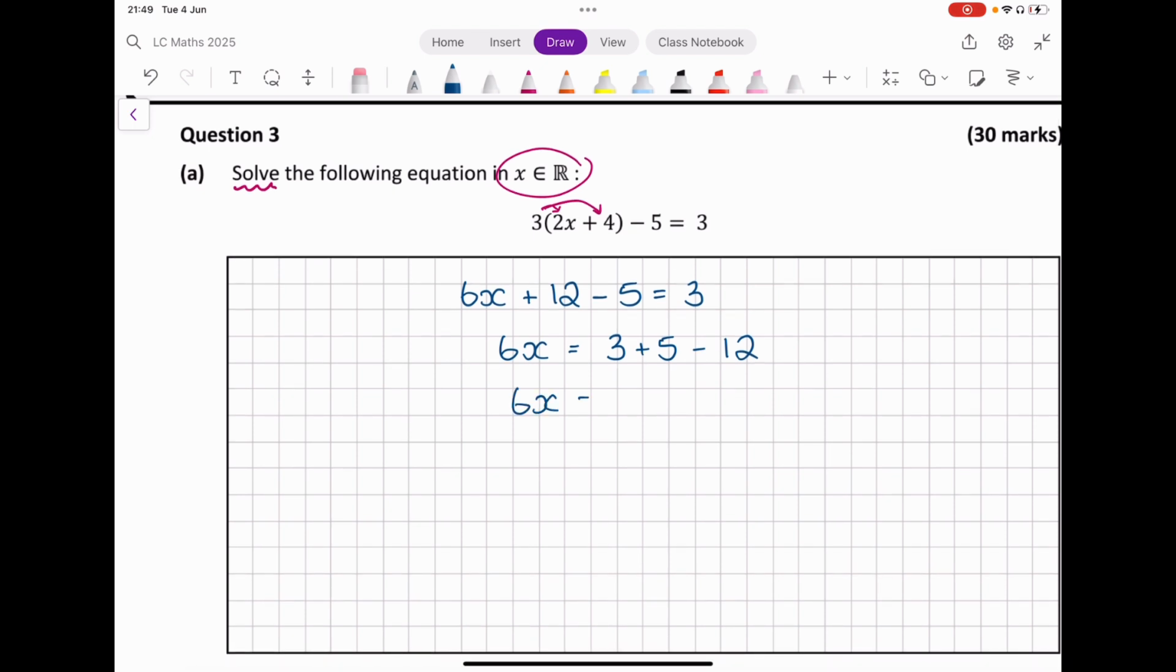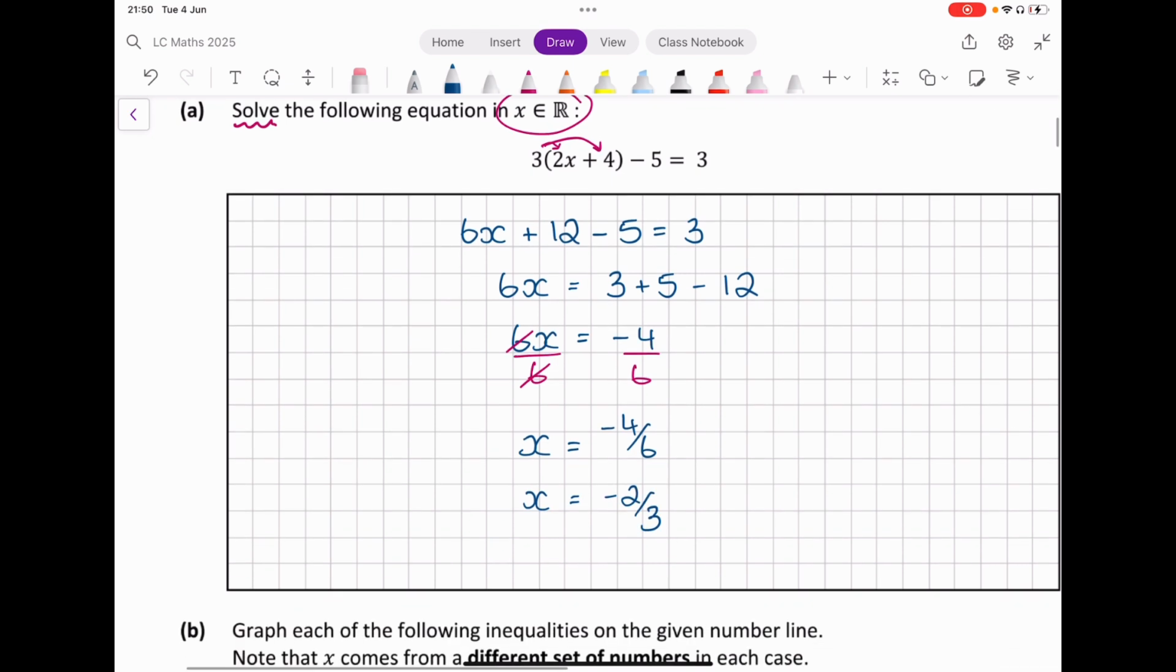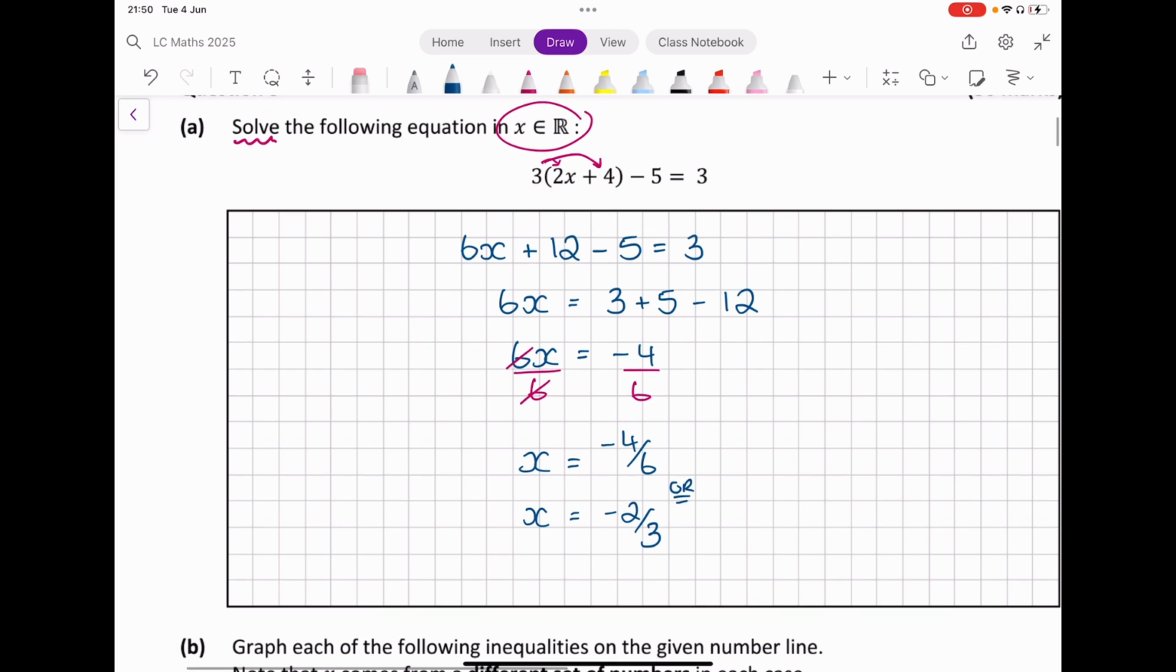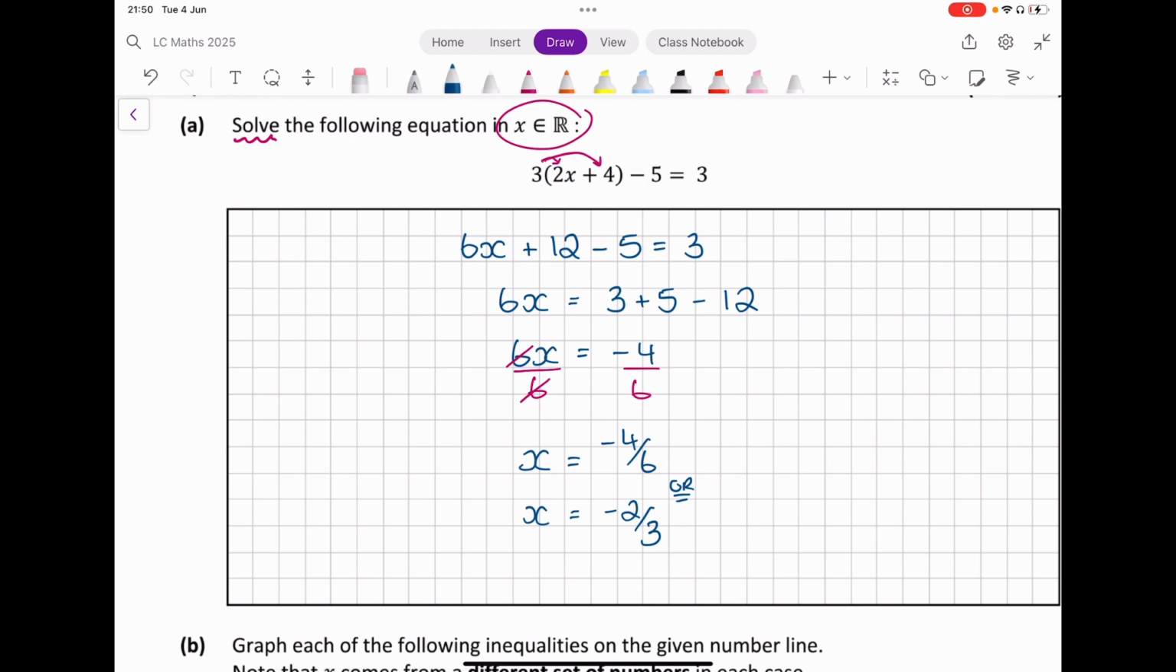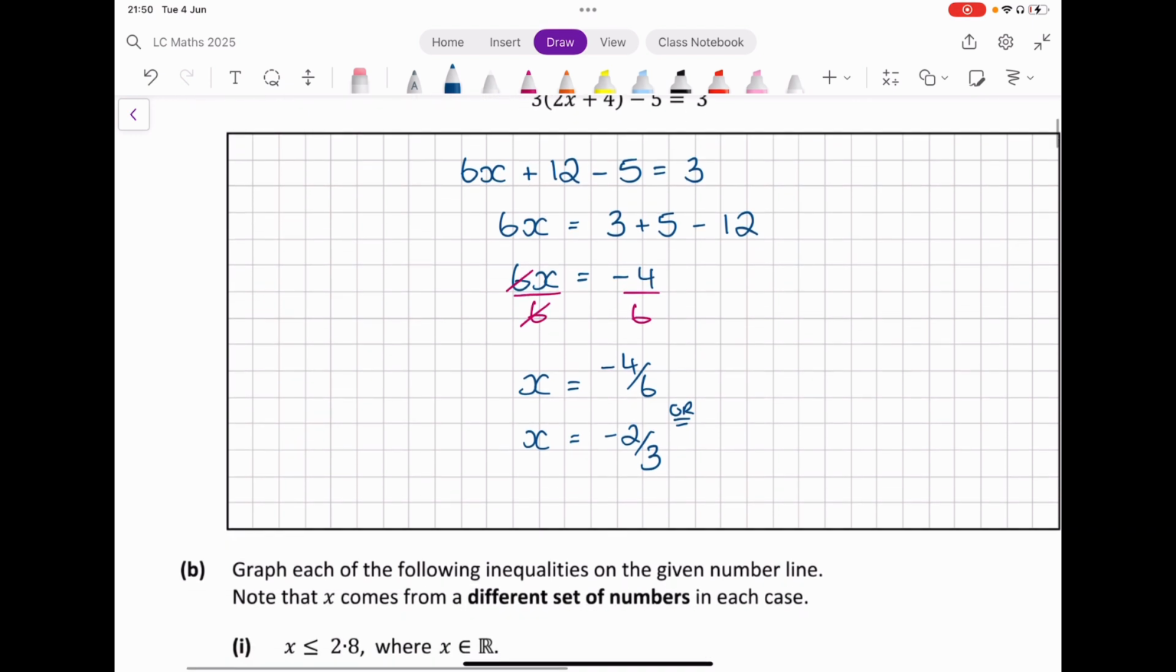6x then is going to be equal to 3 plus 5 gives me 8, and 8 minus 12 gives me -4. And then in order to get that 6 on its own, I'm going to divide both sides by the 6. 6 into 6 goes once, so it just leaves me with an x, and that x is equal to -4/6, or you can simplify it if you want to -2/3. Okay, either of these are acceptable answers. The only reason that it wouldn't be an acceptable answer is if the question says above, maybe represent your answer in the simplest form. Okay, so just be aware of that.